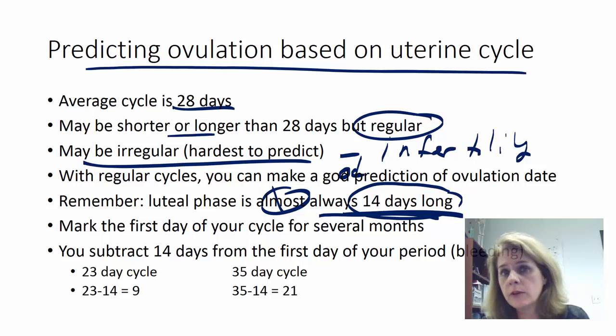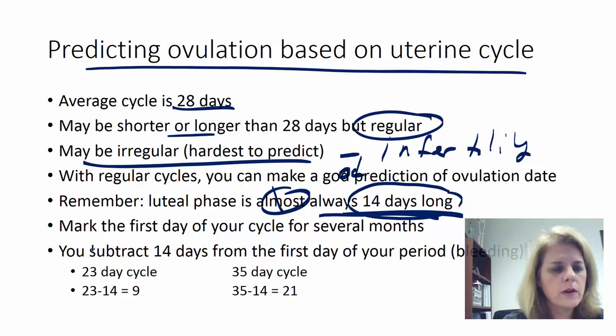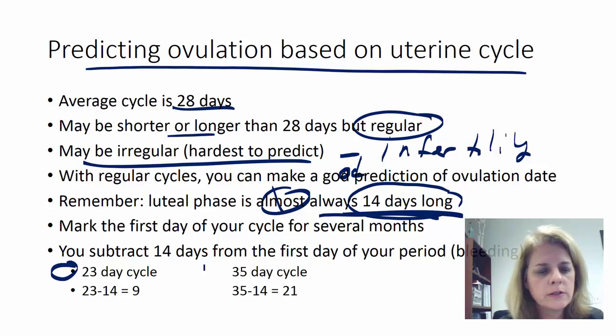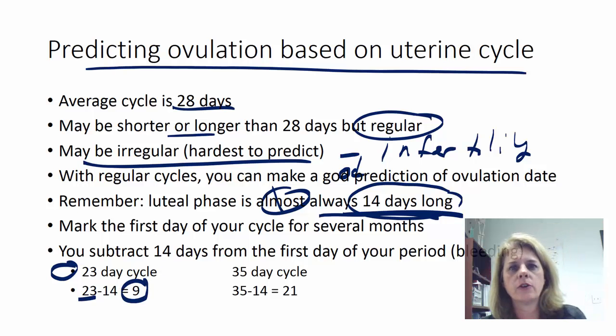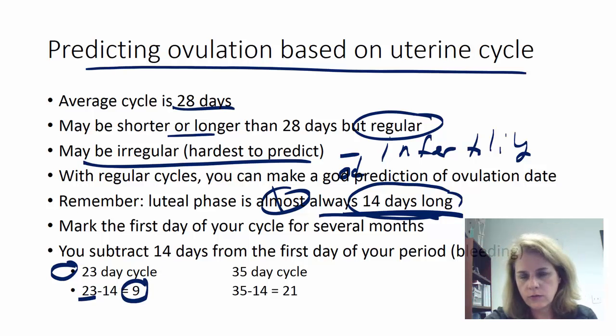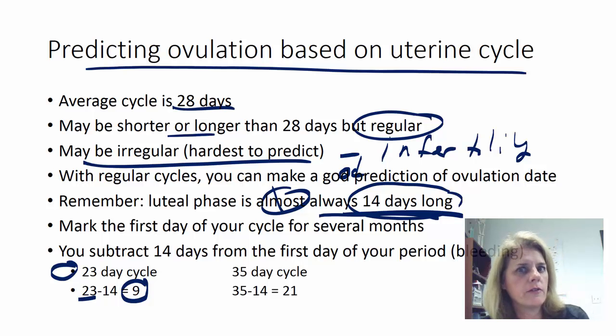So in June, gives me a really good idea when I possibly can get pregnant. Now, what if you have a short or long cycle? Well, if you have a 23-day cycle, you simply subtract 14 from 23. That means you ovulate on day 9. So you have your period, count out 9 days forward. That's a good chance you may ovulate then.